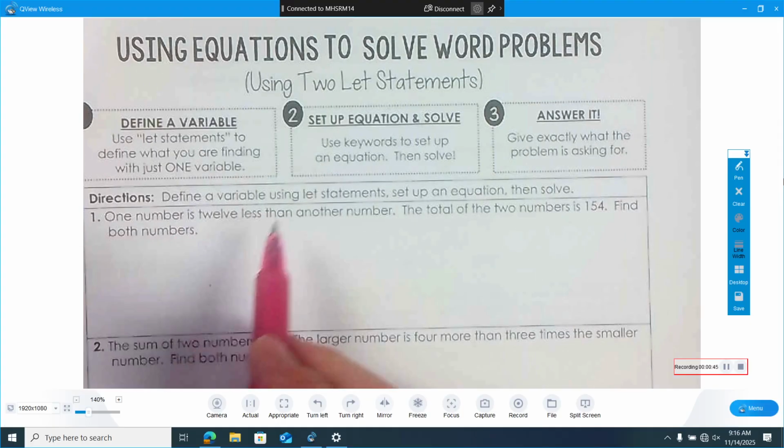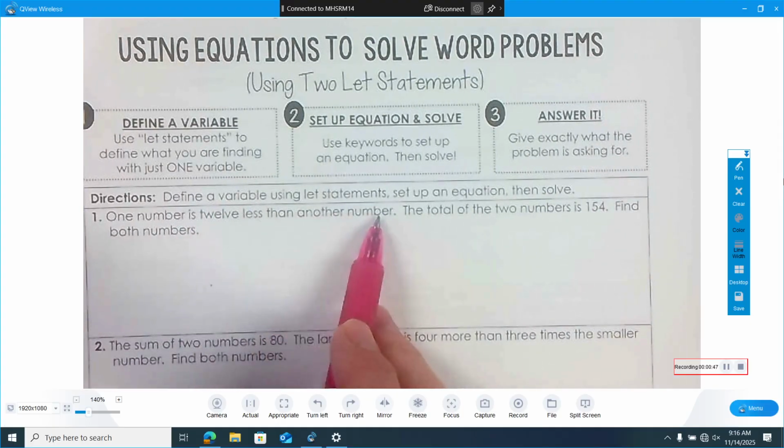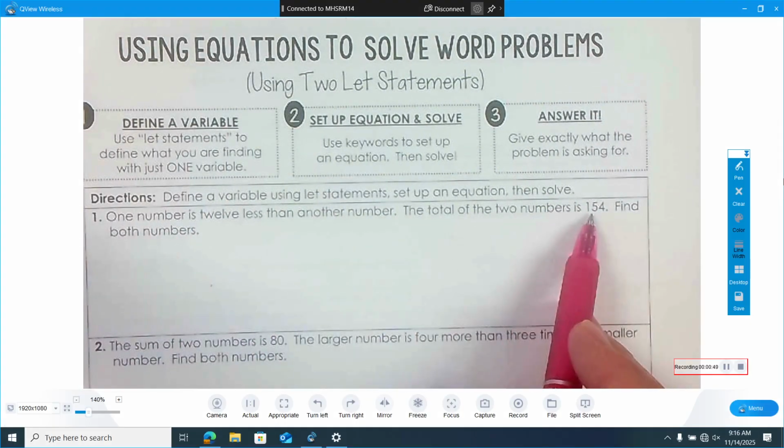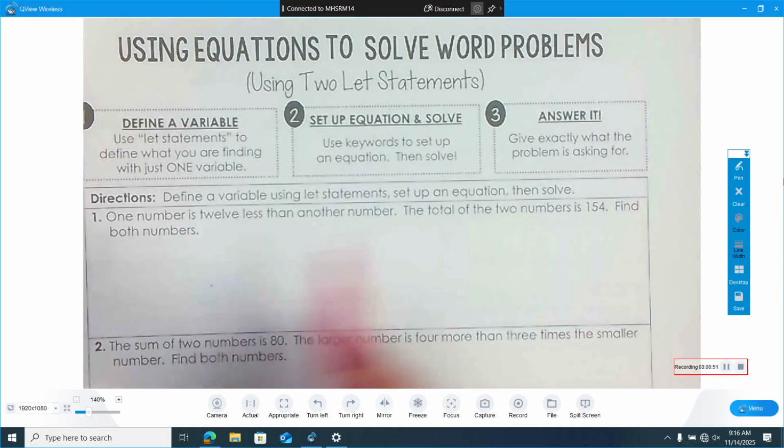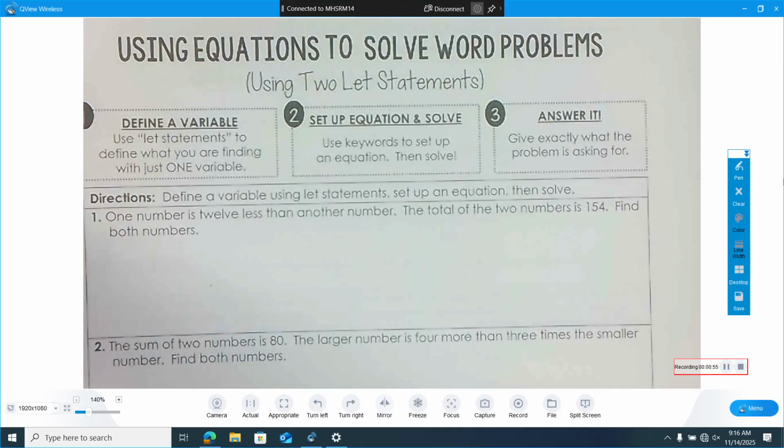One number is 12 less than another number. The total of the two numbers is 154, and we want to find both numbers. Now, there are lots of ways to solve problems, but being able to set up an algebraic equation is the quickest way, typically. But you can plug and chug and guess and check all day and night if that's how you want to roll. However, we can do it much more efficiently with algebra.